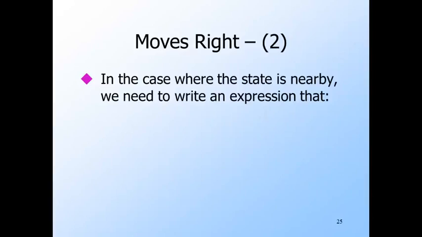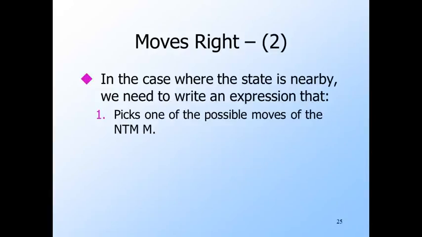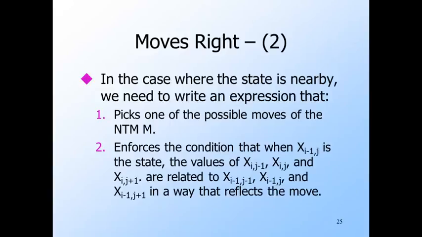of move. For the hard case, the pieces of the moves right expression must do two things. It has to pick one of the possible moves of M, that is, a state Q, a tape symbol A, and a direction, that is, the choice of one of the triples in delta of Q and A. And then, for that move, it must enforce the condition that when the jth position of the ID I minus 1 holds the state Q, and the j plus first position of the I minus first ID holds a symbol A, then in the ith ID, the positions j minus 1 through j plus 1 reflect that move.